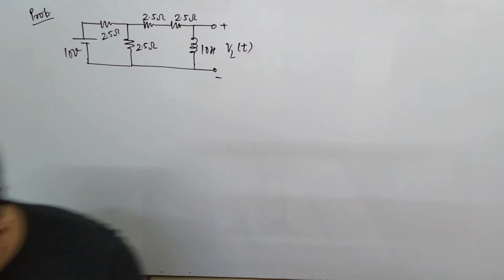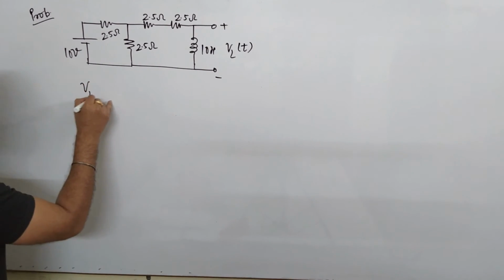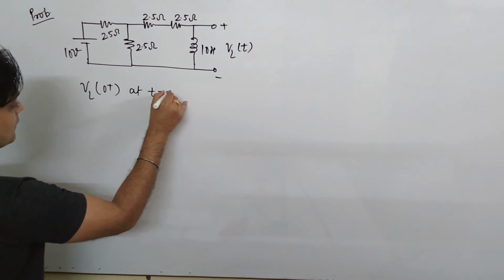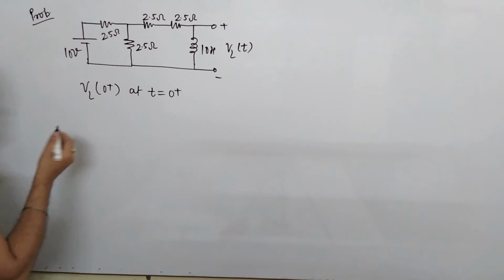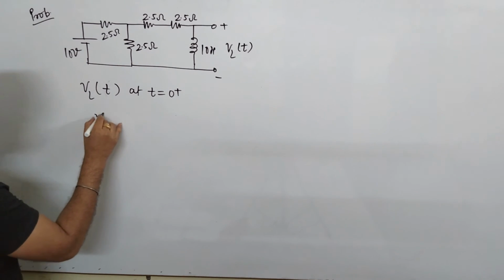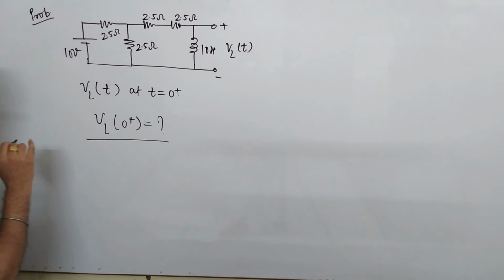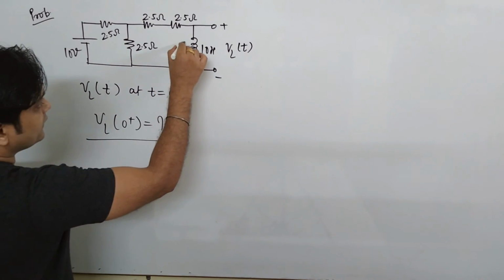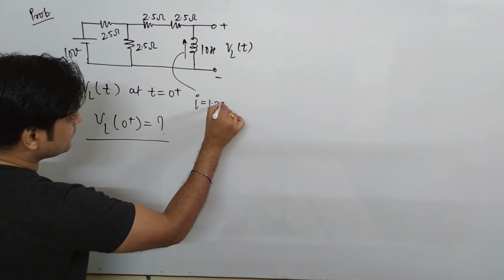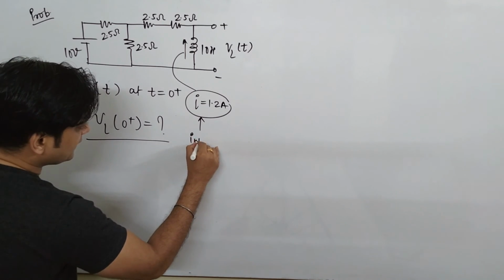So this is our next category of problem, friends. In this problem you have to find the value of VL(0+), that is, VL(t) at t equal to 0 plus. A very important thing: the initial value of current, as I mentioned here, is 1.2 ampere. This is the value of initial current already given in the problem.